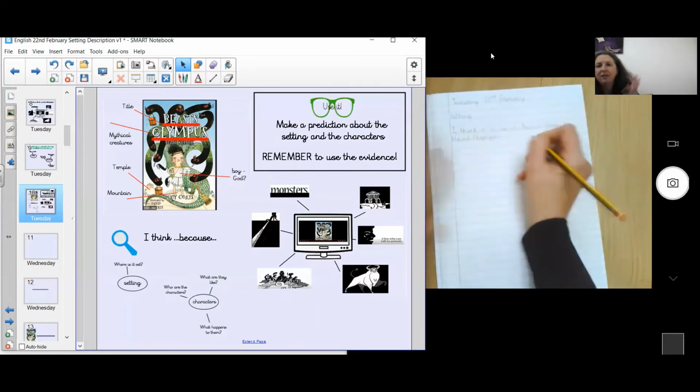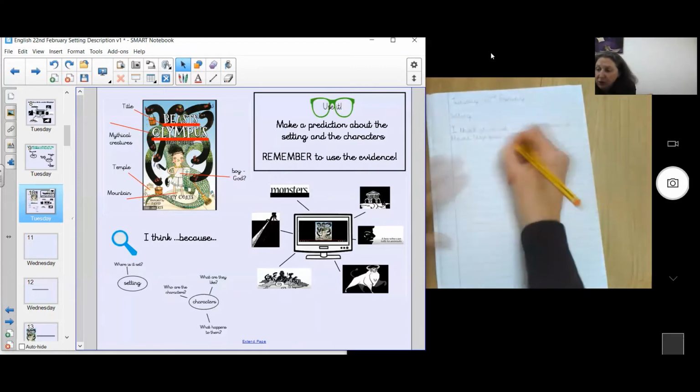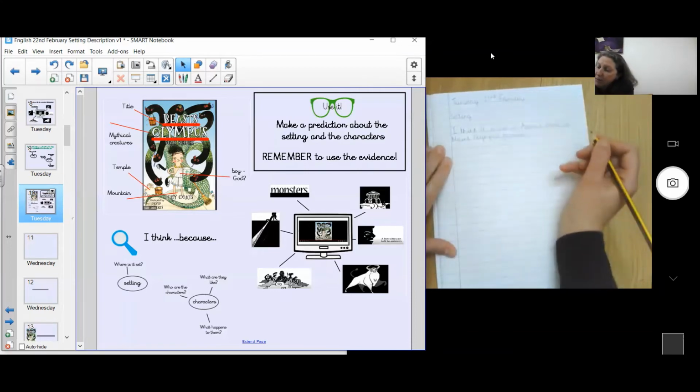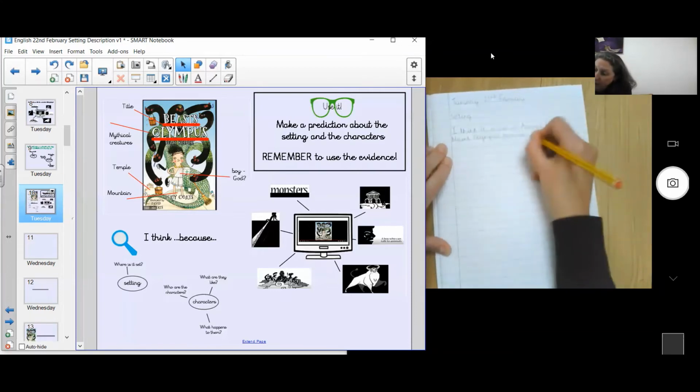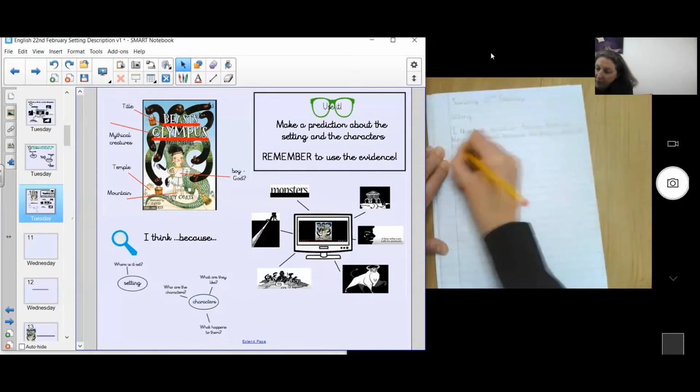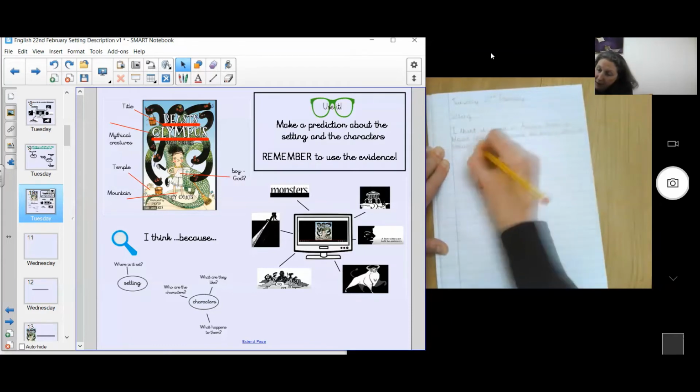Okay, and I'm going to follow that because that's my prediction. I'm going to follow that with because, and then I'm going to give the evidence from the text, so the trailer and the picture. So I think it's ancient Greece or Mount Olympus because the boy is stood on Mount Olympus.